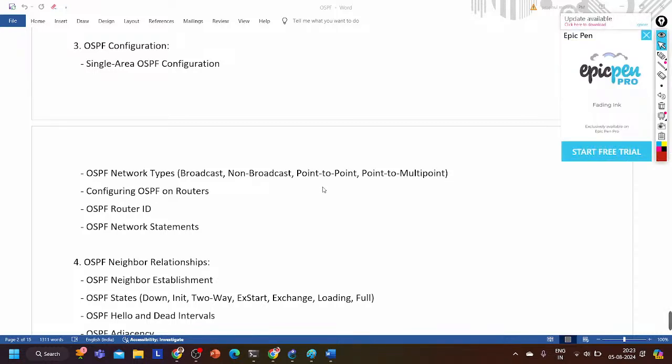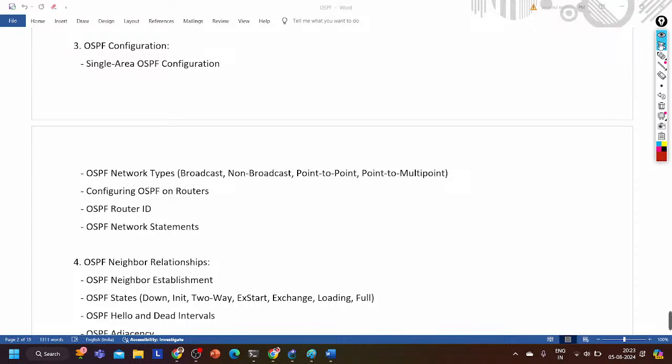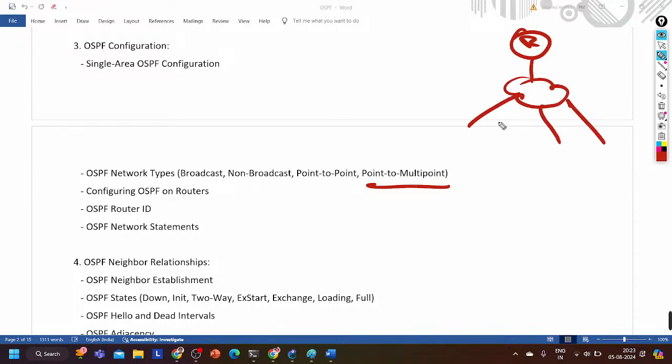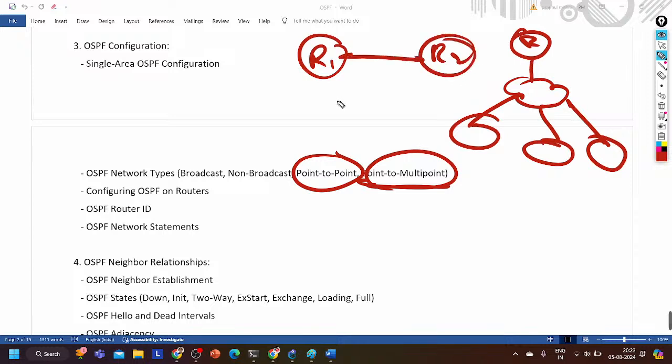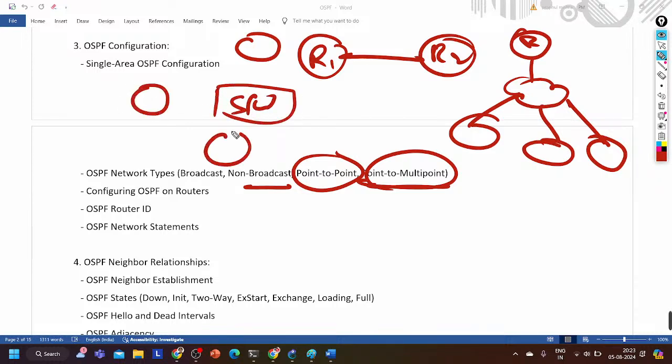If you have a hub and spoke topology, then your network type is going to be different. It will be point to multi-point, because one point, the hub router, is connected with multiple spoke routers, multiple branch offices, right? So network type is going to be point to multi-point, and point to point when there are two routers. Then broadcast, if multiple routers are connected to the same segment, like there is one switch and let's say 4 routers like this. So in this scenario network type should be broadcast.